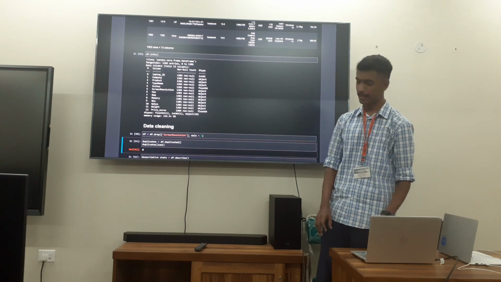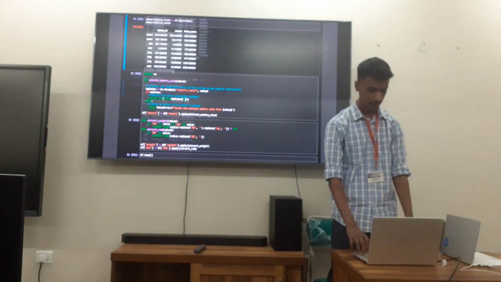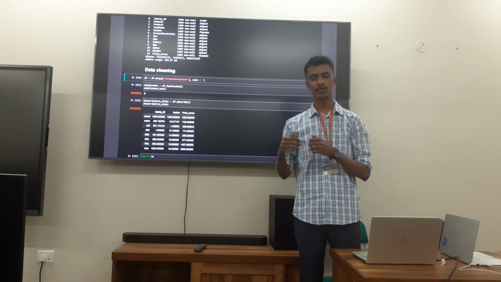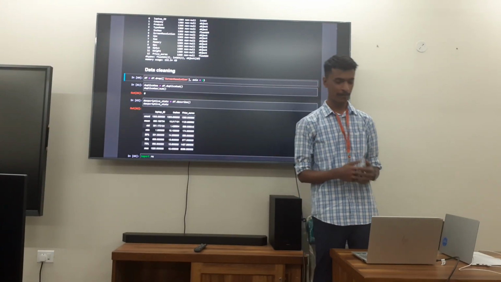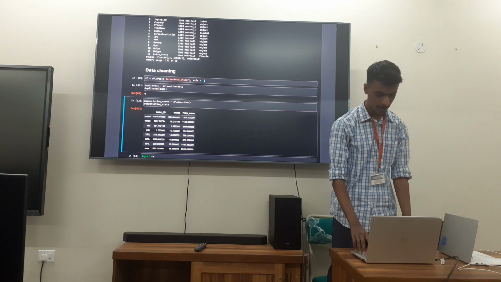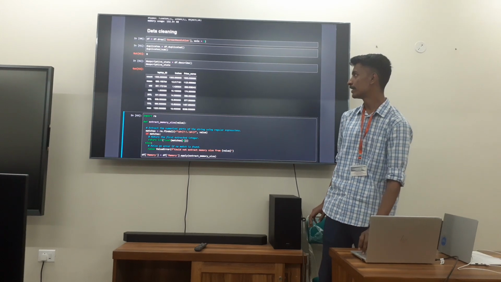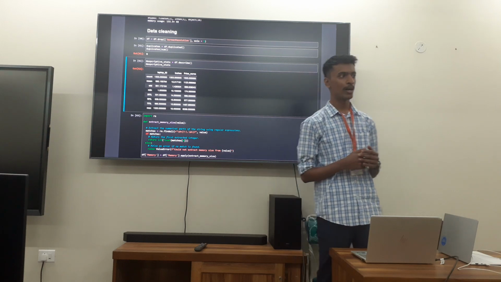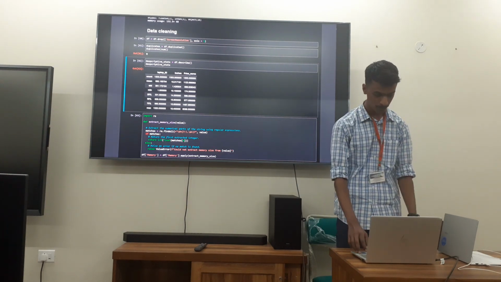Coming to data cleaning, I have removed the screen resolution column, which has multiple strings, and so I couldn't plot the graph properly. Now coming to the duplicate parts, my data set fortunately didn't consist of any duplicate values, so I didn't have to handle those.